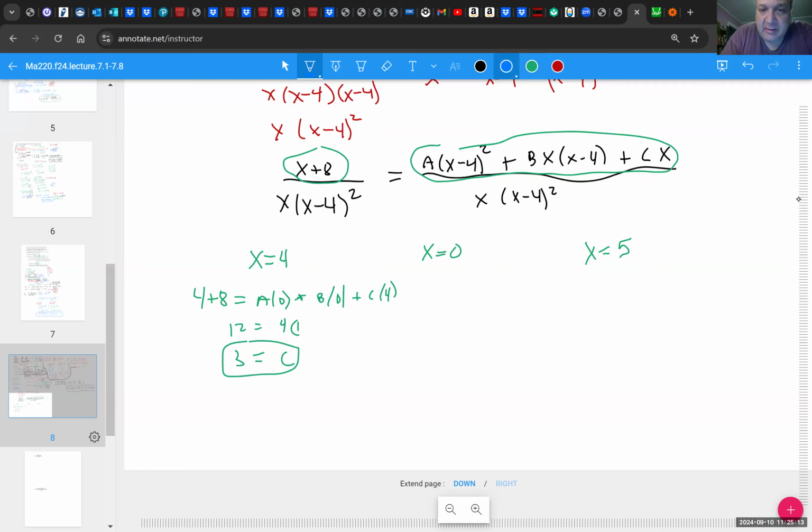And then for the middle guy here, I get x equals 0. So I get 0 plus 8 on the left-hand side. On the right-hand side, I have a times 0 minus 4, which is minus 4 squared, which is 16. Then I have b times 0, and I have c times 0. And so 0 plus 8 is 8. That's equal to 16a, which means a is 1/2.